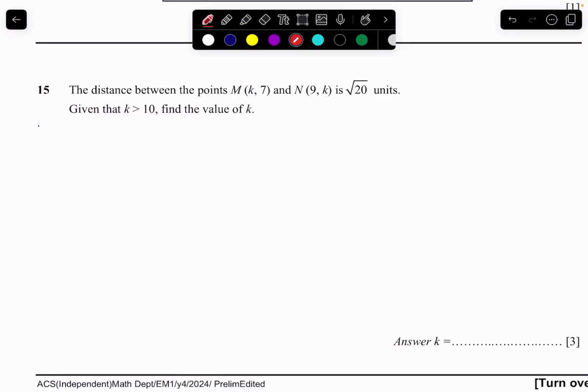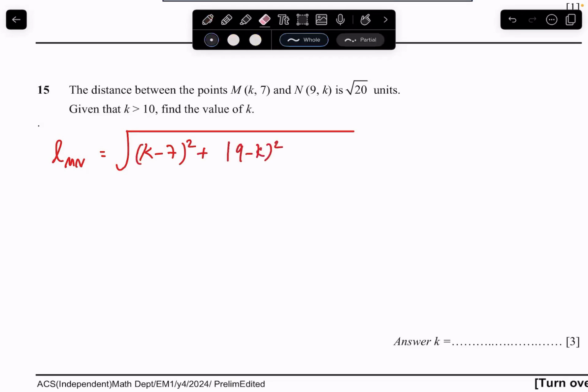Okay, question 15. The distance between M(k, 7) and N(9, k) is square root 20 units. Given that k is more than 10, find the value of k. Easy. This one is just the equation of a line. So line MN, use the distance formula, equals square root of (k minus 7) squared plus (9 minus k) squared. And that must equal square root 20.